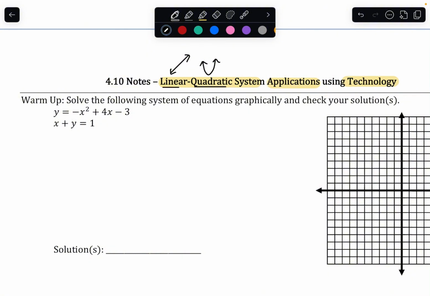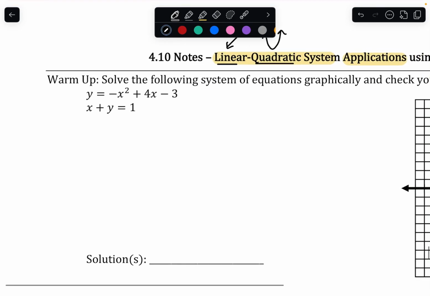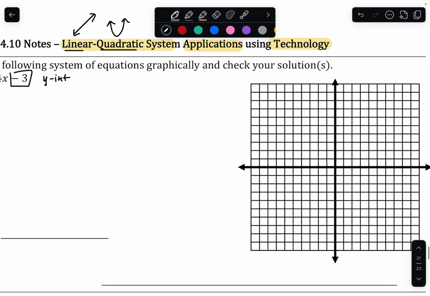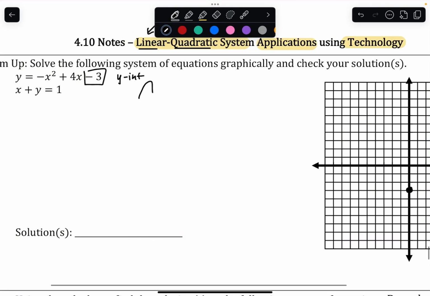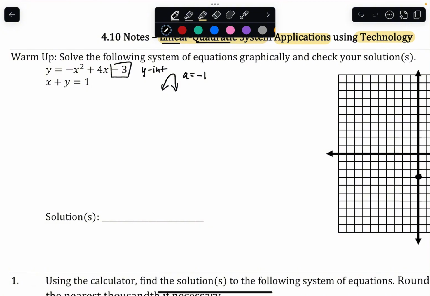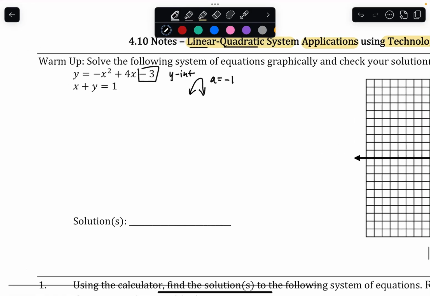For my first equation, it's y equals negative x squared minus 4x minus 3. And so I know my y-intercept is negative 3. Then we know it's opening down because of the a value of negative 1. We also need to know either the vertex or the axis of symmetry, the roots, something other than just the y-intercept. It might be helpful to factor this to get the x-intercepts.